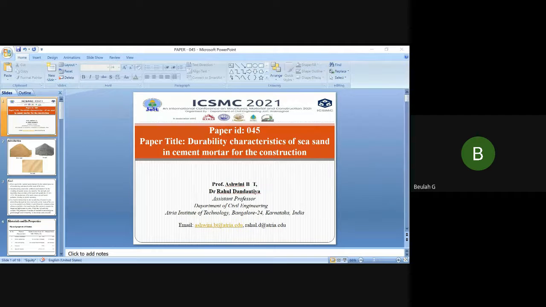So in this study, we have replaced 10%, 20%, 30%, and 40%, and the complete river sand is replaced by 100%.